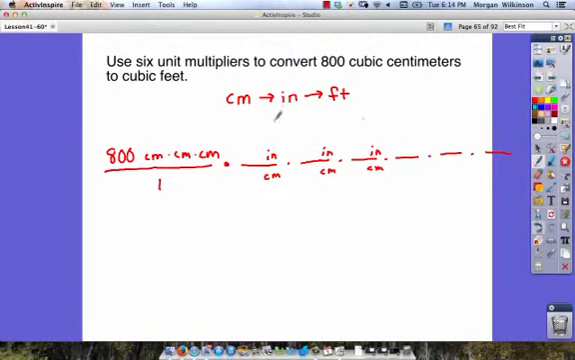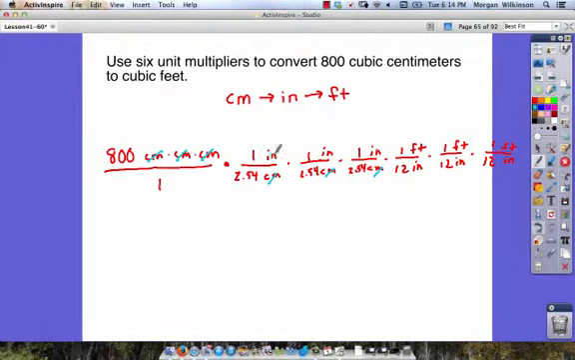Now once we filled that in, we know we can cancel out centimeters, centimeters, and centimeters, and we can fill in our values. There's 2.54 centimeters in 1 inch, 2.54 centimeters in 1 inch, and 2.54 centimeters in 1 inch. We're halfway done. Now we have to go from inches to feet. So we need inches in the denominator now, so the inches cancel out. And we need feet in the numerator. We know that there's 12 inches in 1 foot, 12 inches in 1 foot, and 12 inches in 1 foot.